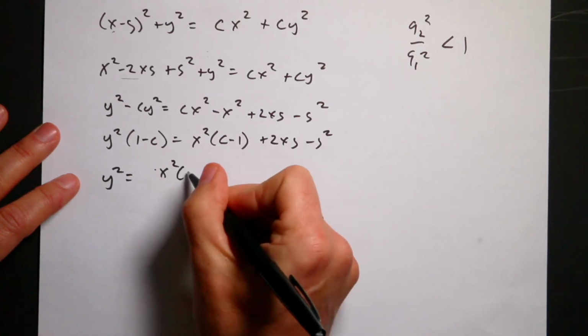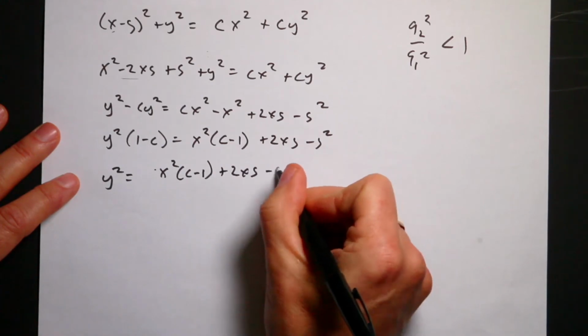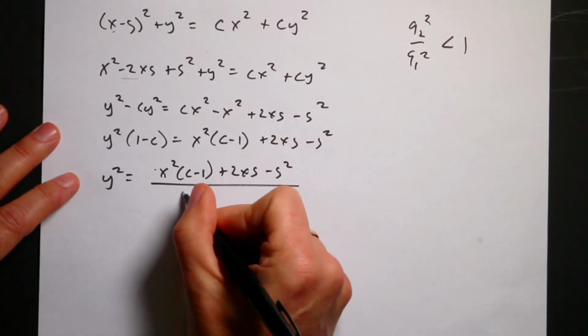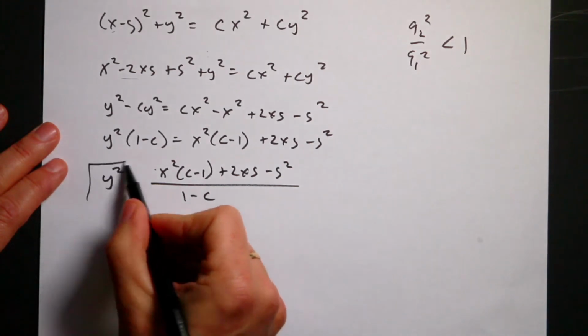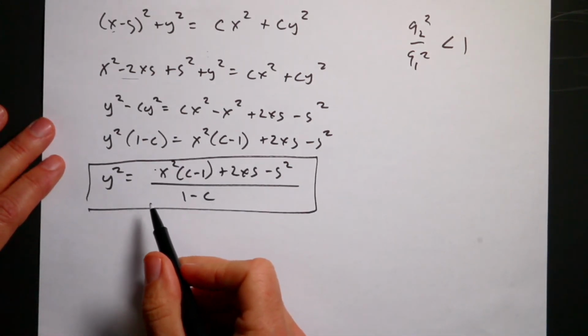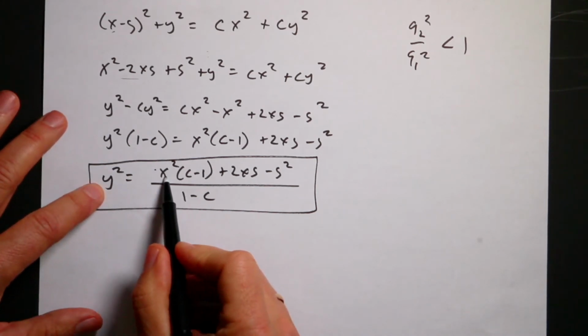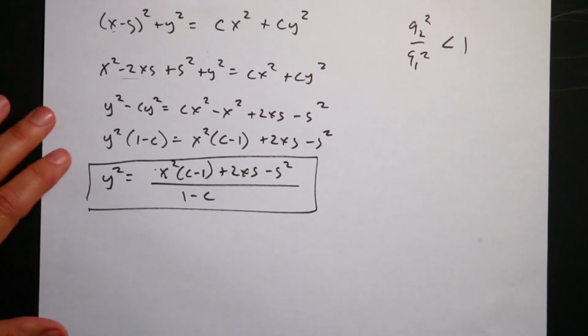So y squared equals x squared times (c minus 1) plus 2xs minus s squared, all of that over 1 minus c. And that's my answer. This equation tells me that if I know the x value, then I can find the y value for where the potential is 0.